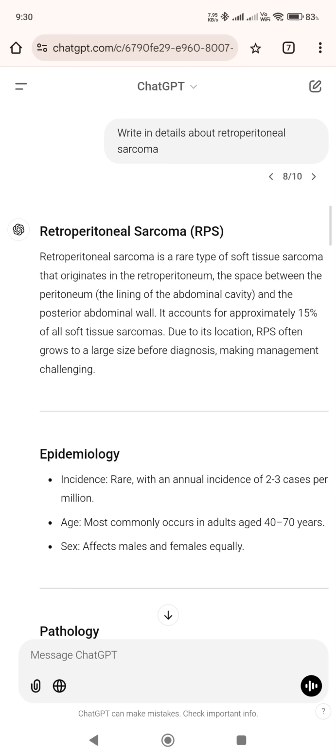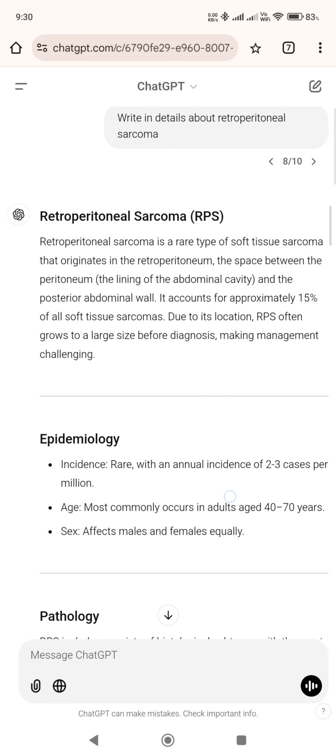Retroperitoneal sarcoma, RPS. Retroperitoneal sarcoma is a rare type of soft tissue sarcoma that originates in the retroperitoneum, the space between the peritoneum, the lining of the abdominal cavity, and the posterior abdominal wall. It accounts for approximately 15% of all soft tissue sarcomas. Due to its location, RPS often grows to a large size before diagnosis, making management challenging.